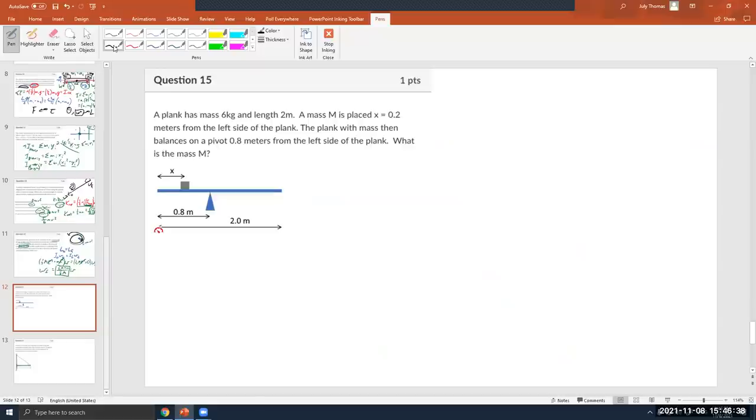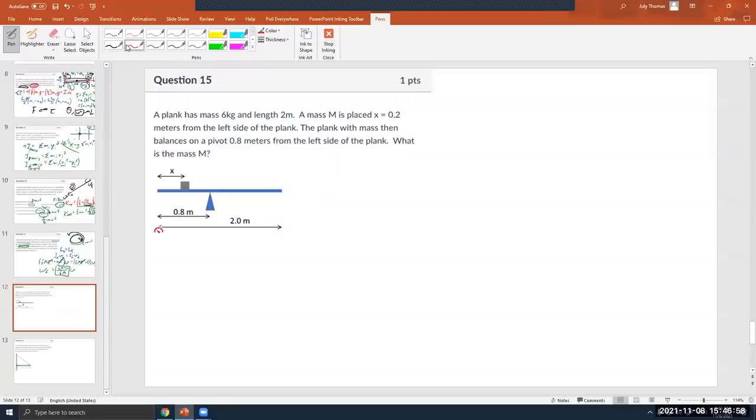Torque problems, we're going to do two torque problems. First one, we have a plank. The plank is given a mass and it has a length as well. And there's going to be a pivot here that's placed not at the center. So you have a pivot placed toward the left edge. And then you also have a mass that's placed on top of it.